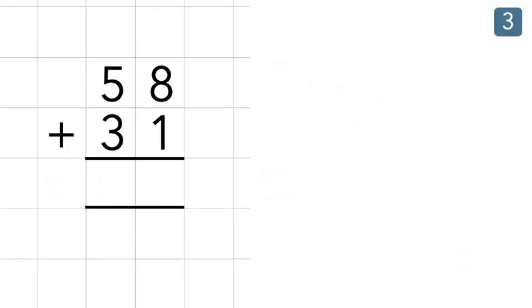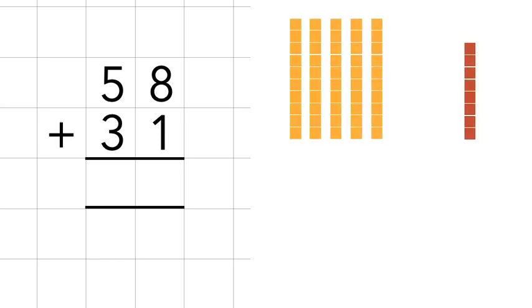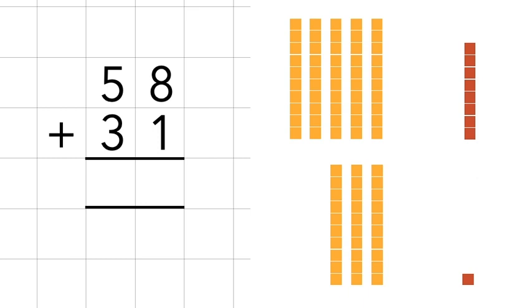This one is 58 plus 31. So let's make our 58 first. 58 is made up of 5 tens and 8 ones, or 8 units. And 31 is made up of 3 tens and 1 unit. Again, we start with the smallest place value column, which is the units. And we've got 8 plus 1, which is 9.